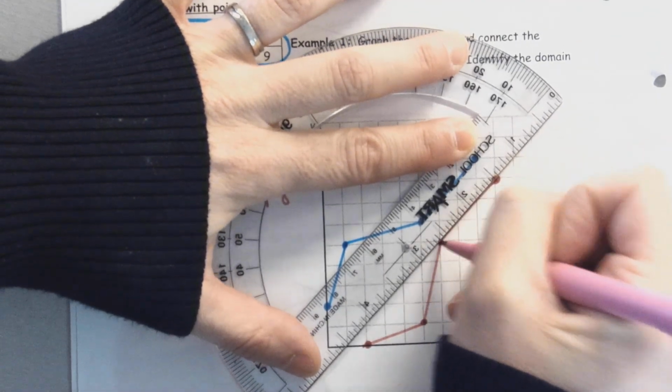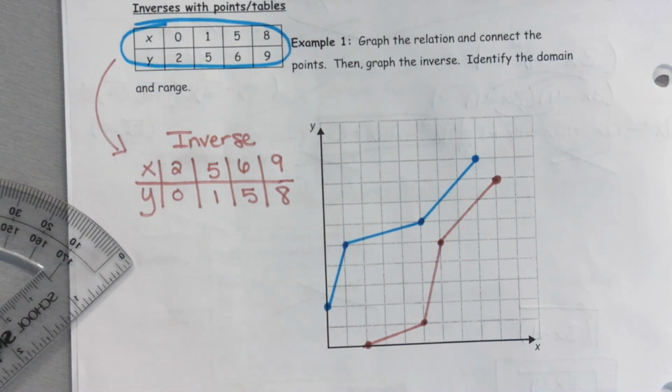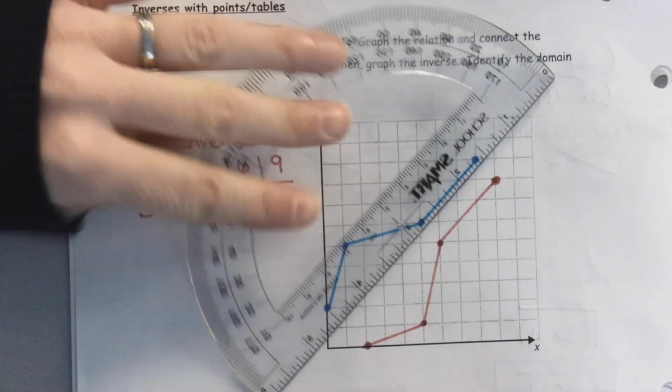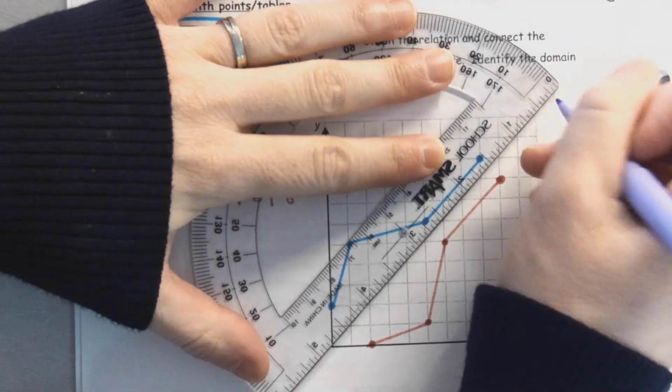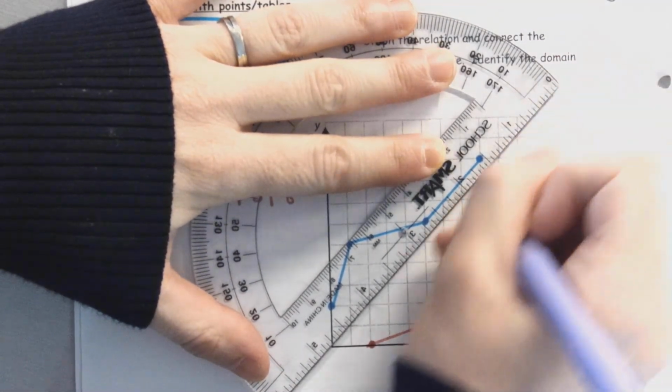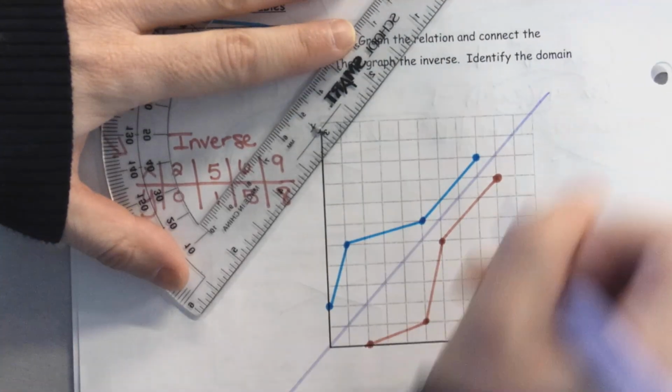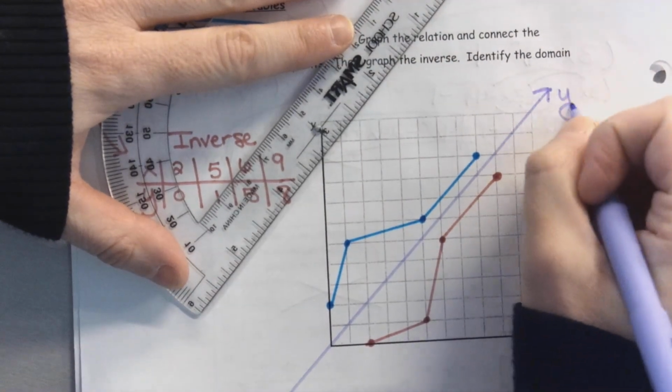And this one's almost a little bit easier to see than the other one. Let me draw in the line y equals x as well. So the line y equals x goes right through the origin like this. So this is my line y equals x.